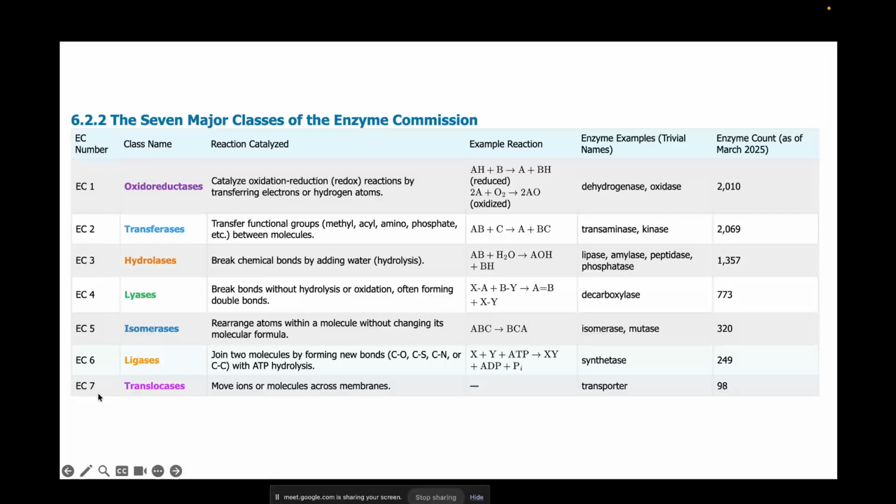So EC 1, 2, 3, 4, 5, 6, 7, seven different classifications. These are the types of reactions each catalyzes, and these are the trivial names. If you see a dehydrogenase, it means it is removing a hydrogen ion from the compound, so it is of the class oxidoreductase. It can be a kinase, which is transferring a phosphate group to a particular protein. That is basically a transferase because it is just transferring the group, and so on. So these are your trivial names. I think you have seen a lot of these, and these are their class names and class numbers.